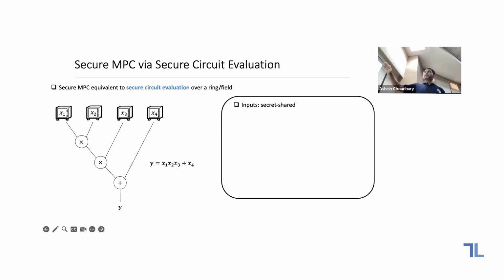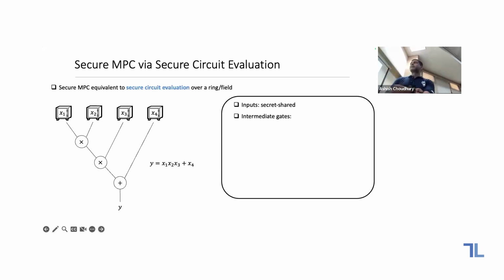The standard template for MPC will be as follows. We will start with the input level, where the owners of each individual input will secret share their respective inputs. Whoever is the owner of x1 will act as a dealer and secret share its input x1. Whoever owns x2 will secret share x2. Whoever owns x3 will secret share x3, and so on. That will be the input stage. And then the circuit evaluation will start, where you will evaluate each gate over the shares of the inputs.